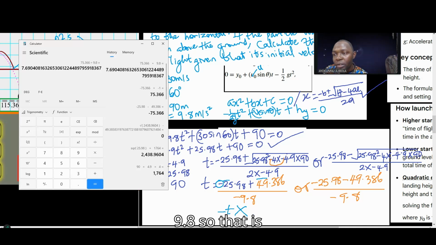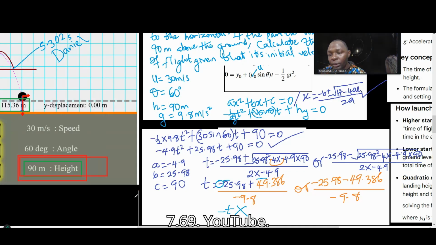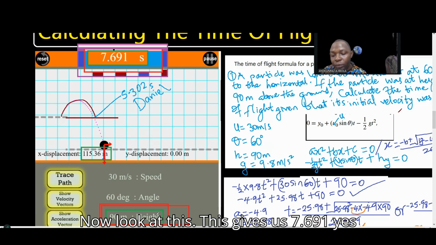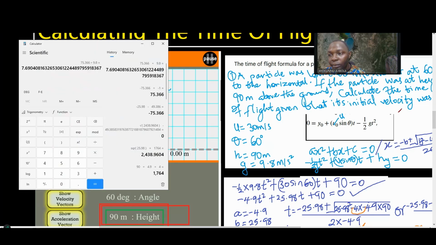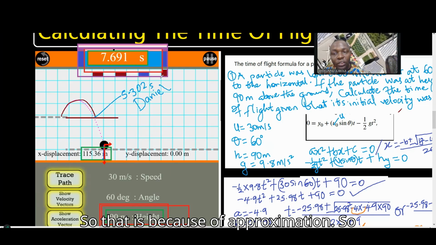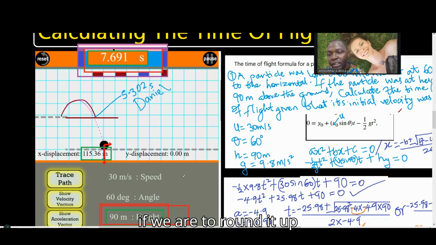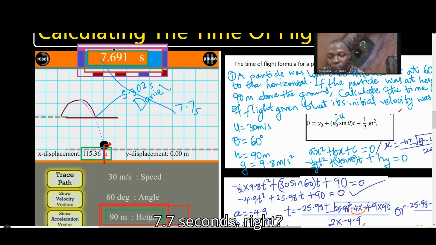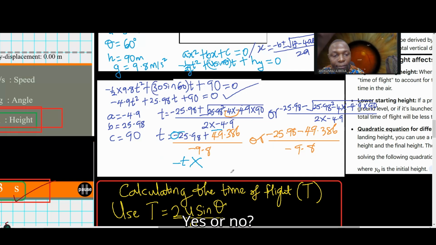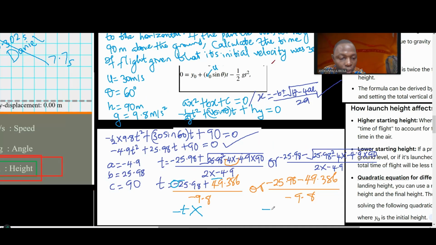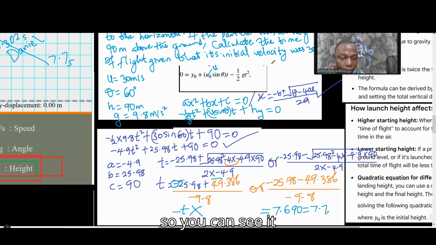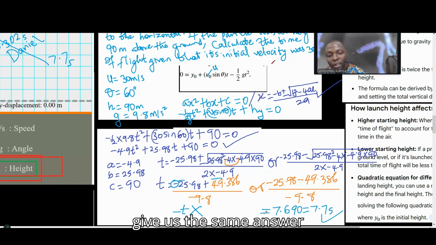So that is 7.690. Now look at this. This gives us 7.691. Yes or no? Yes, sir. That is because of approximation. So if we round it to 1 decimal place, this will be 7.7, right? 7.691 is 7.7 seconds, right? Yes, sir. And this other one will also be 7.7 seconds, okay? 7.690, which is 7.7 seconds. So you can see it gave us the same answer, right?